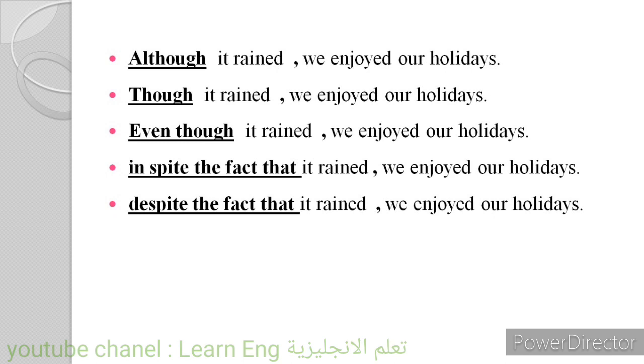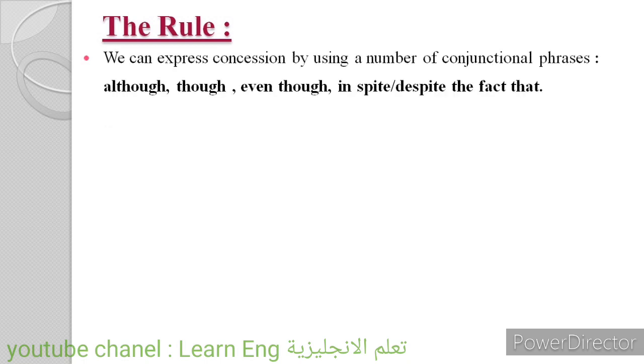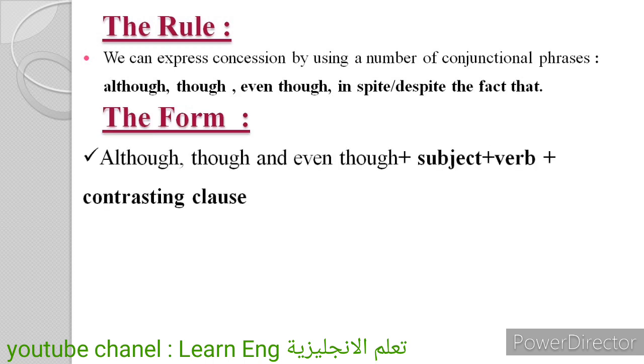The rule. So we are going to see the rule. We can express concession. I said concession is when we talk about two contrasting ideas. Okay, we say despite that thing, we are going to do something else. We can express concession by using a number of conjunctional phrases or by using different items or words. The words that we can use are although, though, even though, in spite of the fact that, or despite the fact that. We have a specific form to use those words.